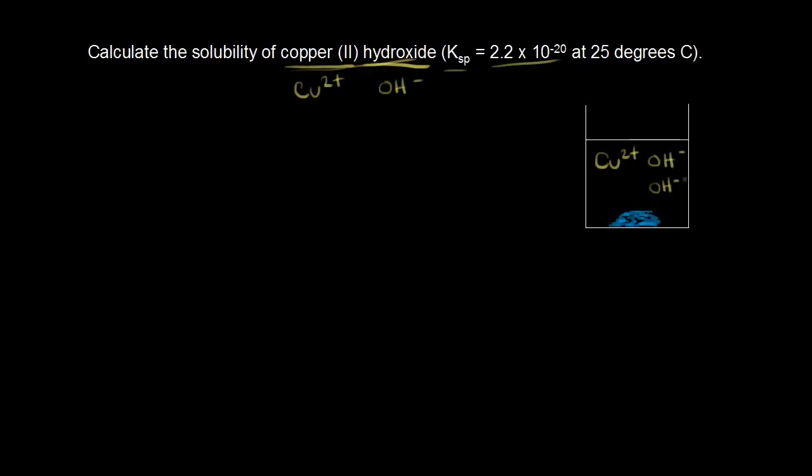Eventually we reach equilibrium, right? So we have a solubility equilibrium where the rate of dissolution is equal to the rate of precipitation. So let's go ahead and write that out. What's the chemical formula for copper(II) hydroxide?